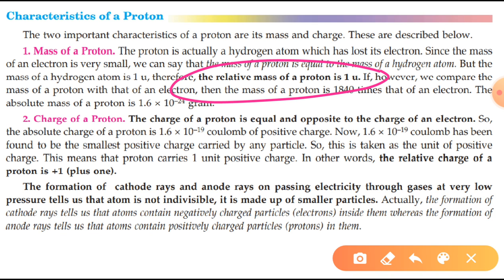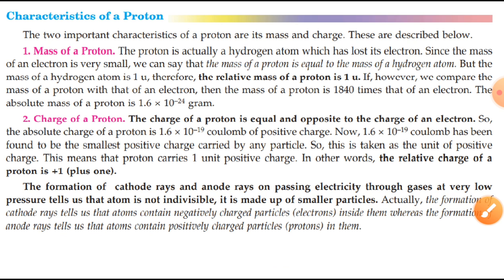Students, you can say that proton is 1840 times heavier than electron. Now the next thing is charge. The charge of proton is equal and opposite to the charge of electron, so it must be a positive value, and the number is 1.6 × 10^-19 coulomb. The relative charge for a proton is +1.